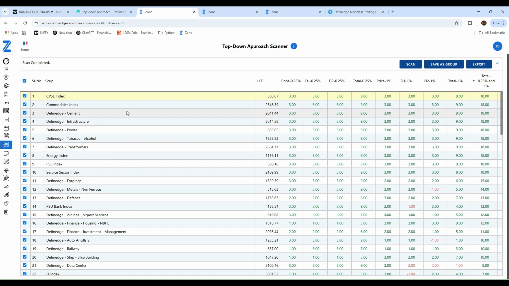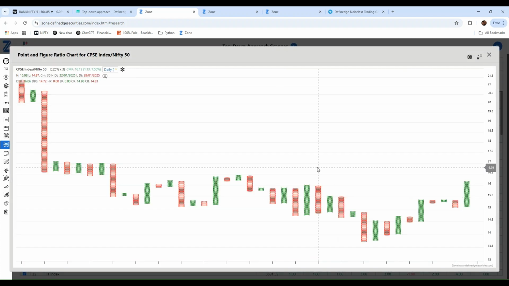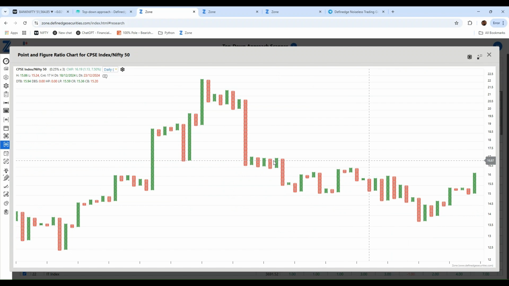Now, what are the outperforming indices or sectors that we are looking at? We're looking at CPSE, commodities, cement, infrastructure, power, tobacco, alcohol, transformers, energy, PSC, service sector, and forgings. These are the top 11 that I will keep a track of. And then what happens here is you need to go in and check, and this is the relative strength chart that is coming. You can see it was in a downtrend. Now it has slightly shifted its stance, right?